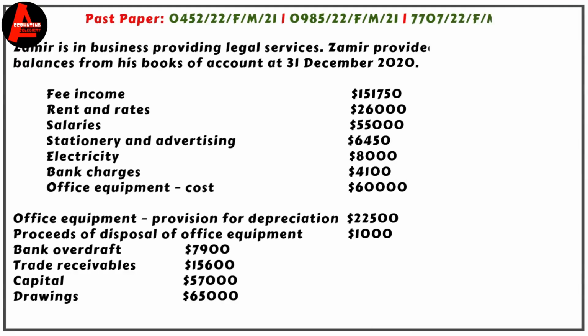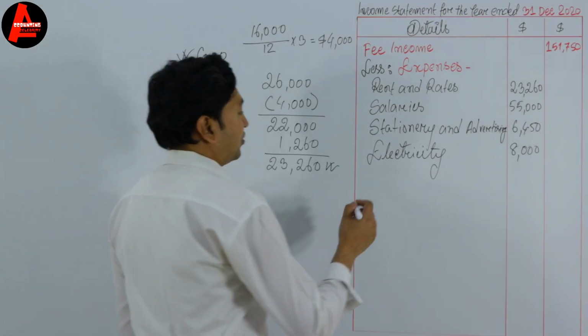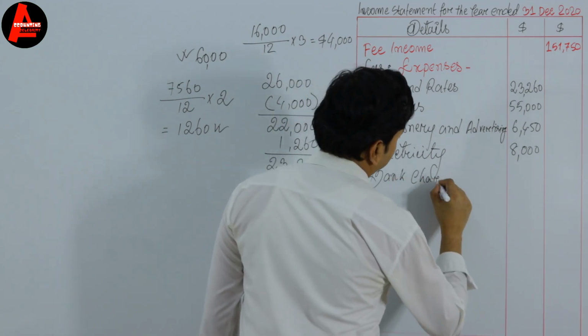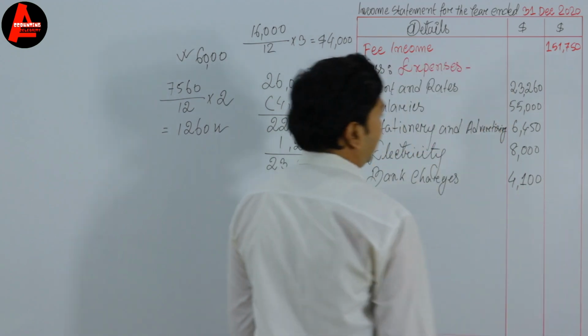Okay, our next expense is here bank charges. It is $4,100. Okay, so bank charges, another expense, you know. So let us write here bank charges $4,100. Okay, what do we have next?